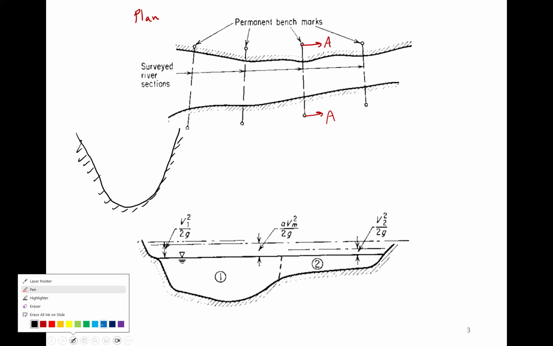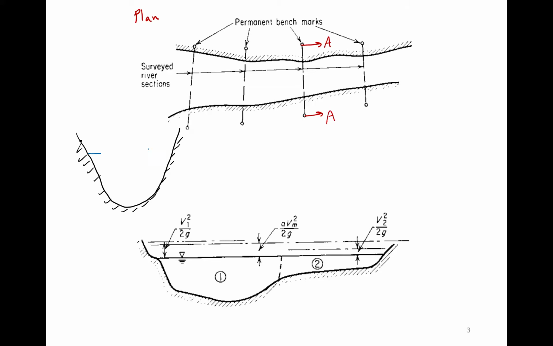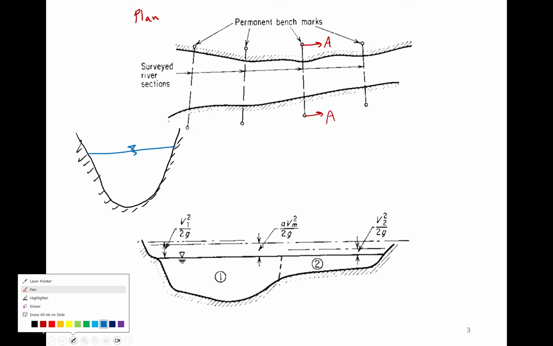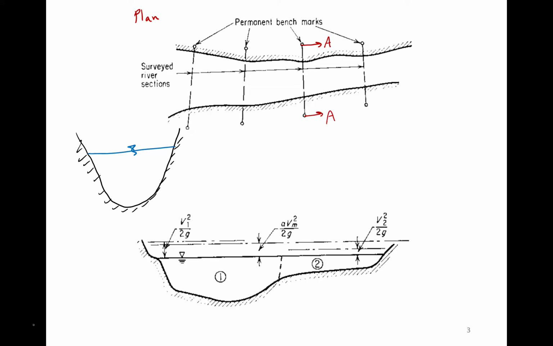Typically in steep, mountainous type areas, rivers look like this. They're a little bit simpler in geometry, almost V-shaped, relatively deep, relatively narrow. That's a characteristic of mountainous, steep, natural streams. Sometimes it's actually pretty flat, pretty wide, looks like this. So that's a section.